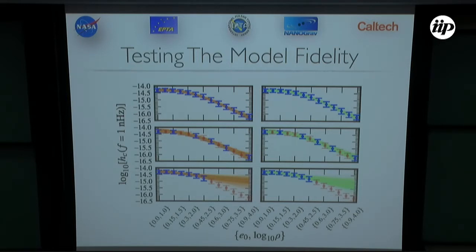The x-axis is combinations of the eccentricity and the density of stars taken from the diagonal of the previous plot. That's where the strain spectrum value was changing the fastest. So we're just taking the points along that diagonal as a way of testing the model fidelity. With all the data, all of your predictions lie within the data points, obviously.